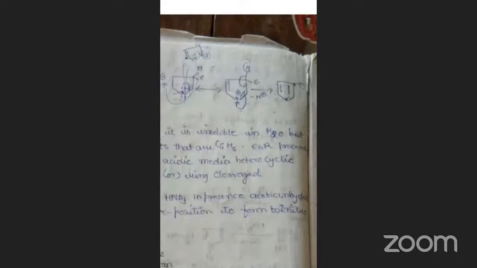Beta position also gets negative charge, and if the electrophile attacks at the beta position, it produces fewer resonance structures. So the alpha position can give more resonating structures. That's why, when compared with beta substitution, alpha substitution is more stable.